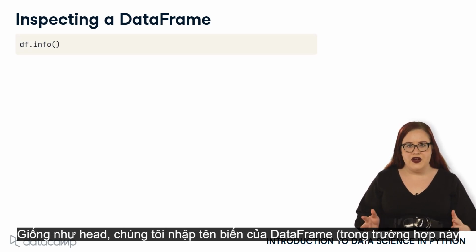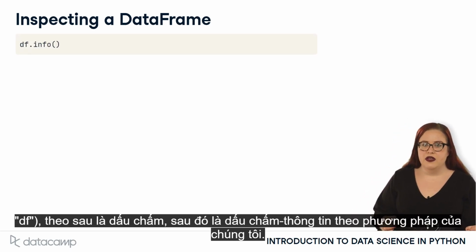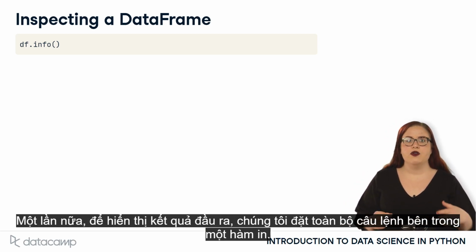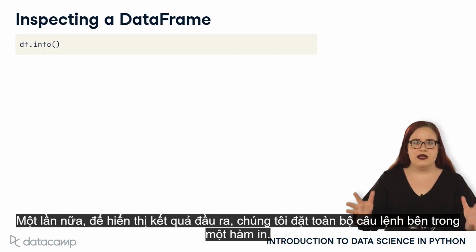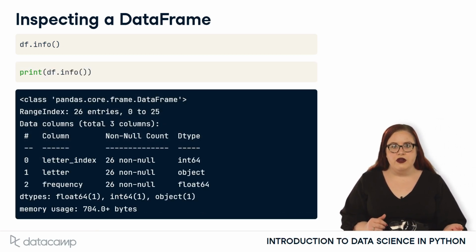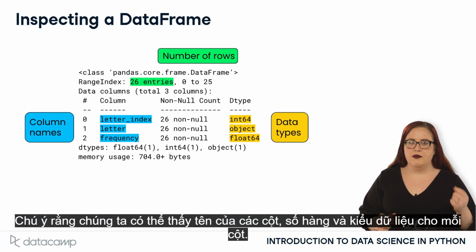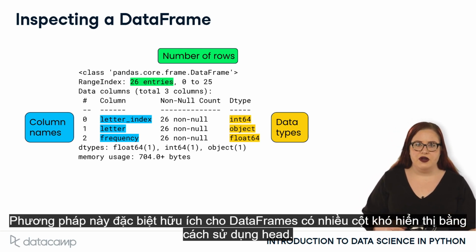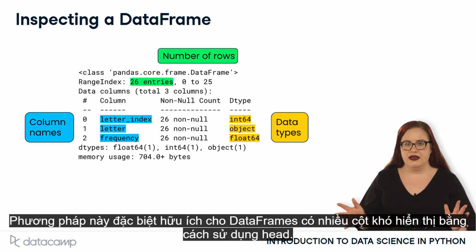Another way of learning about a data frame is using the info method. Like head, we type the variable name of the data frame, in this case df, followed by a period, and then followed by our method info. Again, in order to display the output, we put the whole statement inside of a print function. Let's take a closer look at the output of info. Notice that we can see the names of the columns, the number of rows, and data types for each column. This method is particularly useful for data frames with many columns that are difficult to display using head.